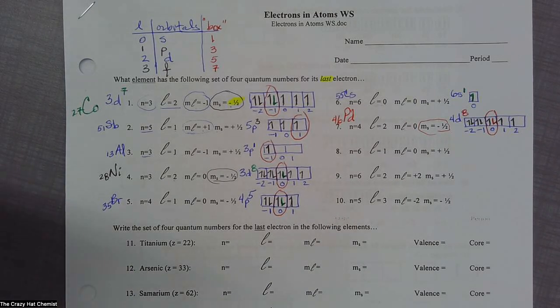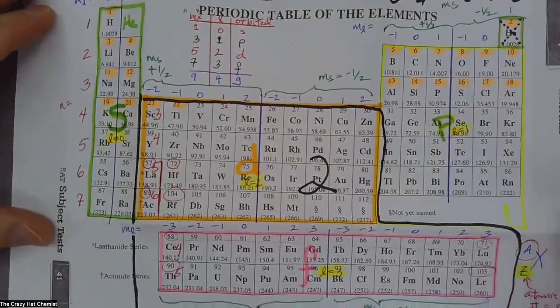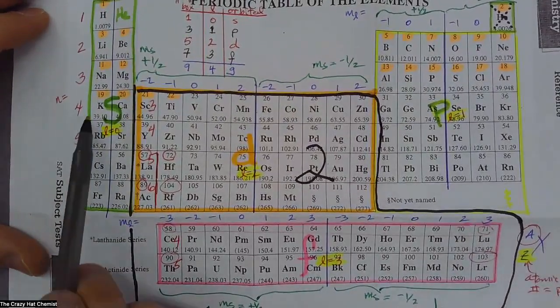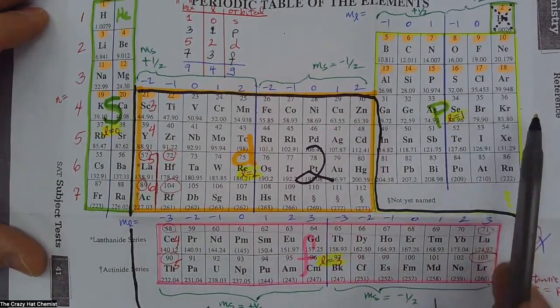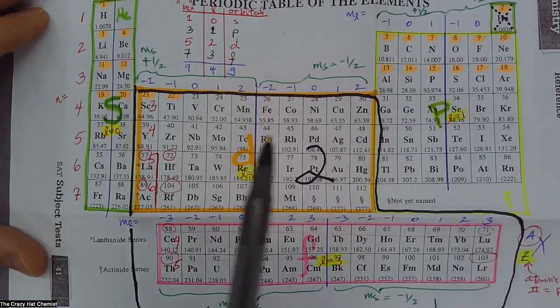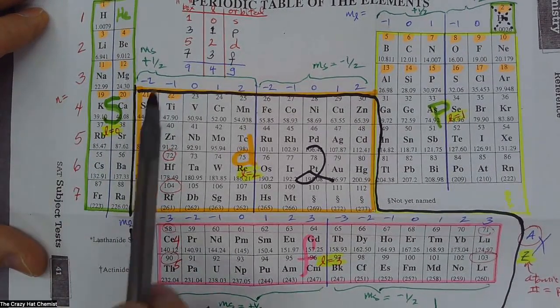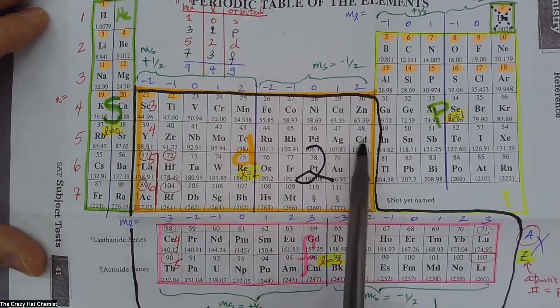So it's n of 4, l of 2. What does that mean? When it says n of 4, it could be one of these 2, one of these 10, one of these 6, or one of these 14. But when it says l of 2, that narrows it down. L of 2 is a d type, so it's one of these 10.